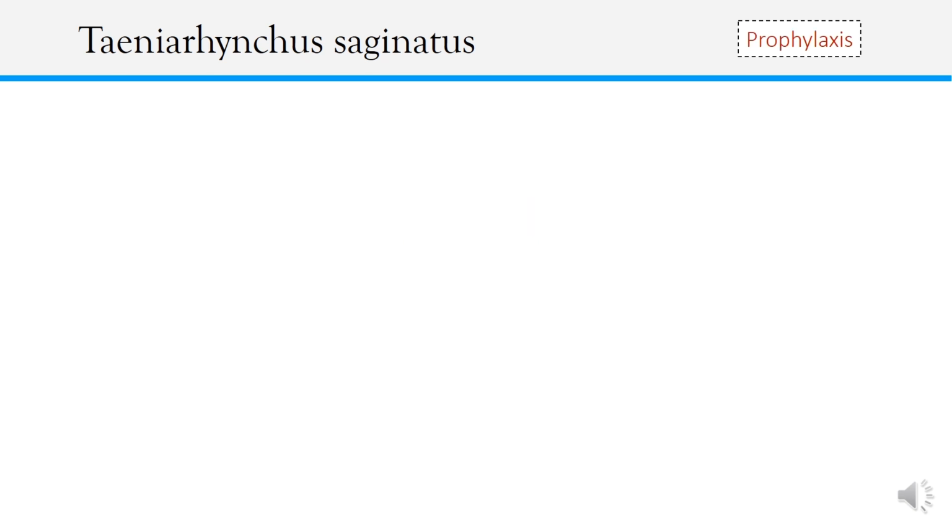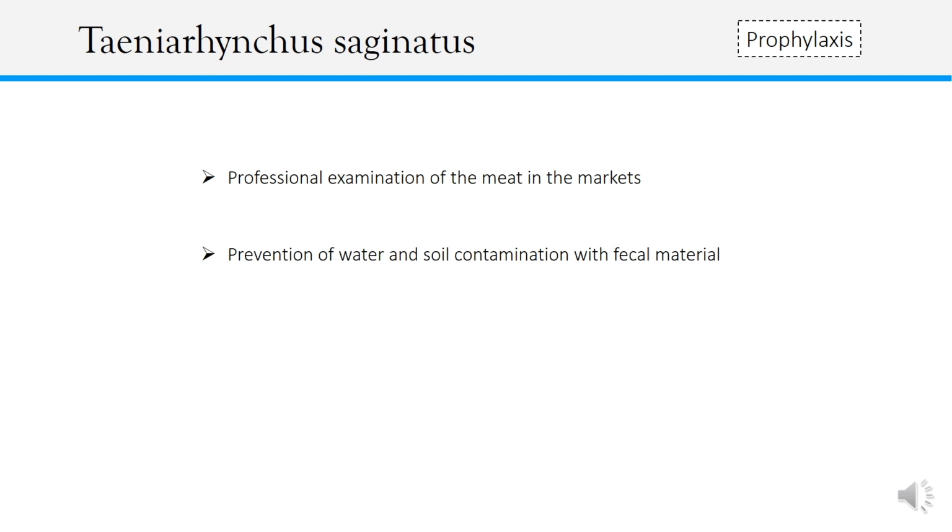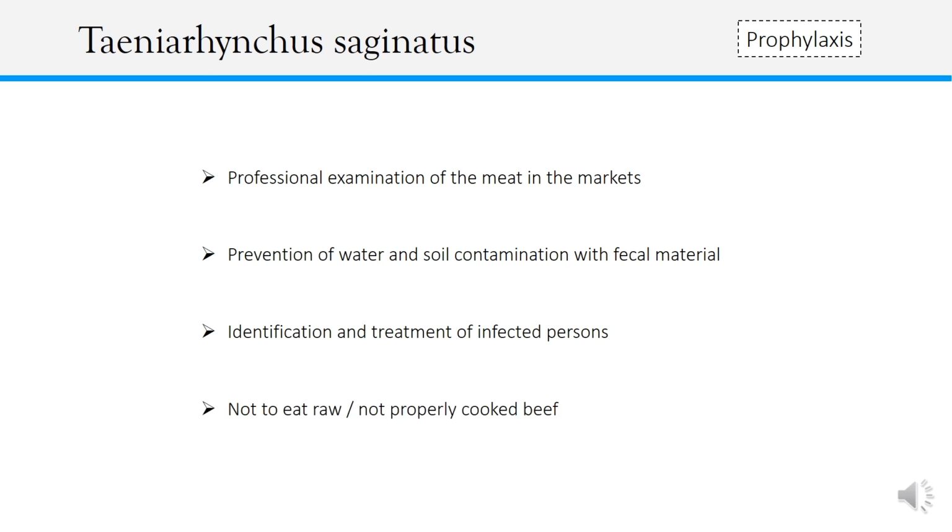How to prevent this disease? Professional examination of meat on the markets is absolutely necessary. Also, prevention of water and soil contamination with fecal materials should be performed, and also identification and treatment of infected persons should be done. And once again, don't eat raw meat or not properly cooked meat.